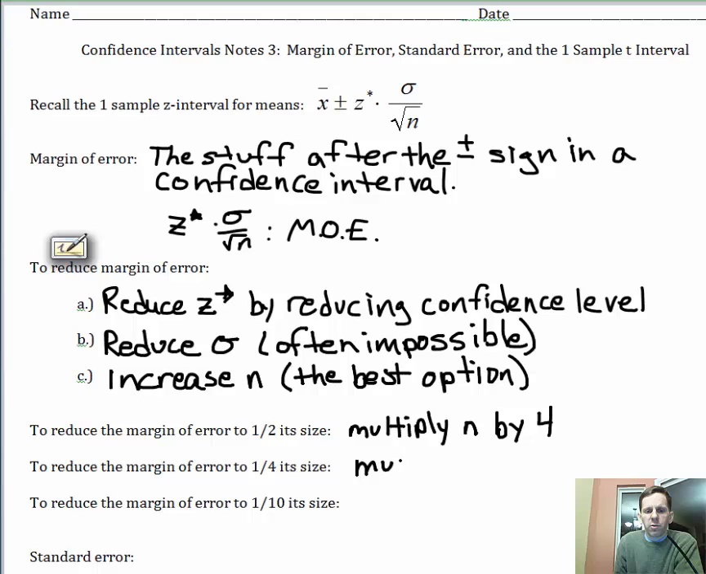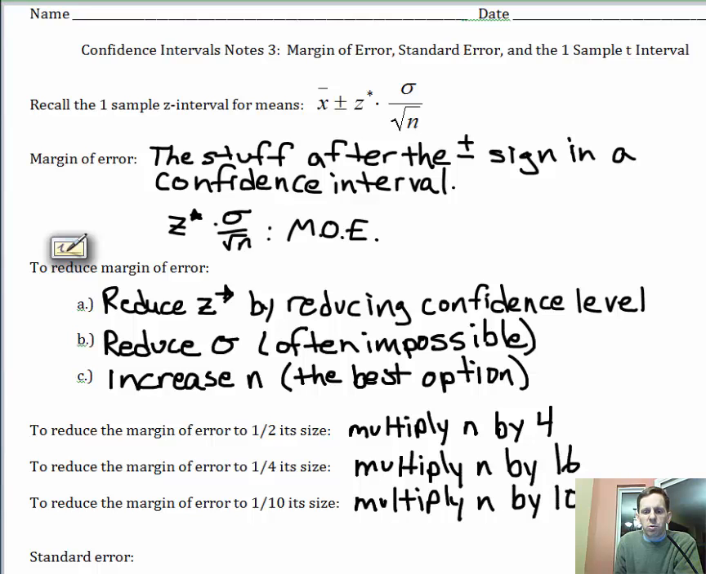To reduce the margin of error to a quarter of its size, we're going to multiply n by 16, because when you square root 16 you get 4, and that 16 would be in your denominator. And to reduce the margin of error to 1/10 of its size, we're going to multiply n by 100, because if you square root 100 you get 10.